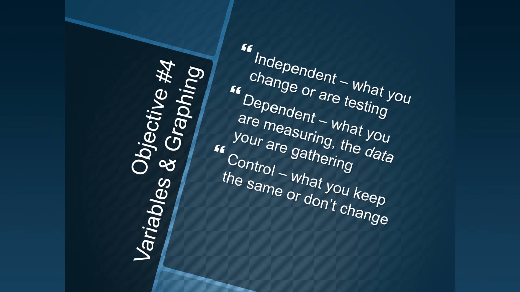Our last objective, objective number 4, has to do with variables and graphing. The independent variable is what you change in an experiment or what you're testing. You should only have one independent variable in an experiment. The dependent variable is what you're measuring or the data that you're gathering in an experiment. So think dependent and data. The control is what you keep the same or what you don't change. And that should be everything else in an experiment.